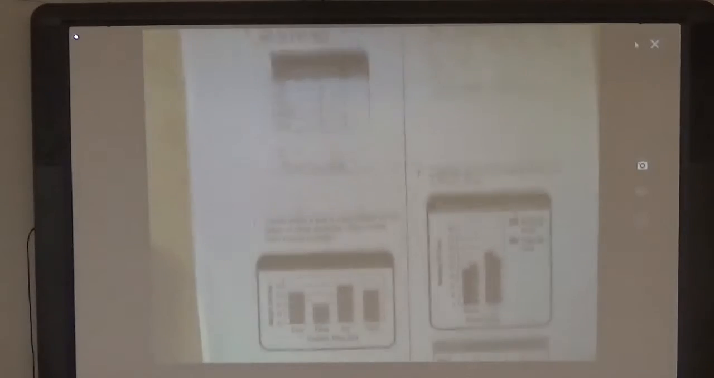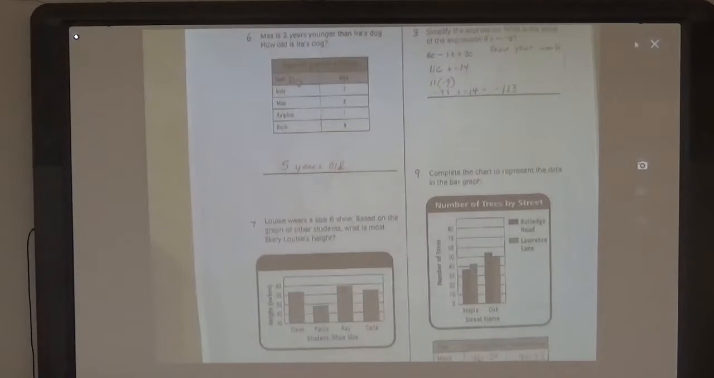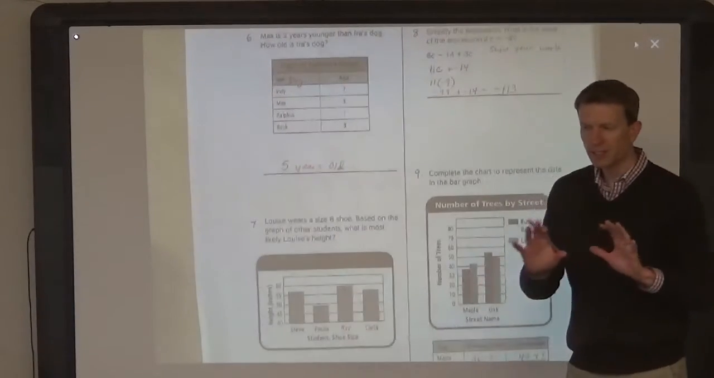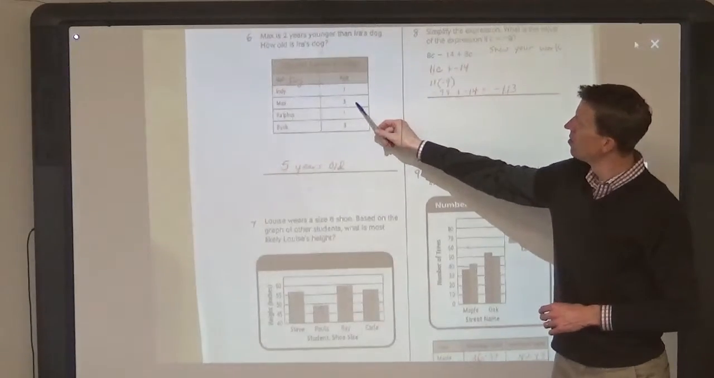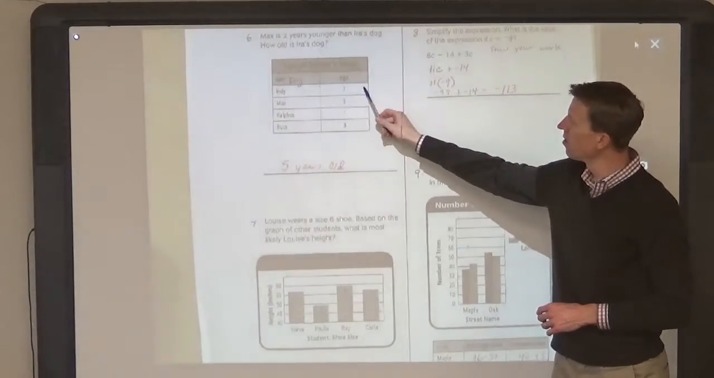We had to fix number 6, because instead of dog names, they put cat names, but we changed it to dog names. Max is 2 years younger than Ira's dog. How old is Ira's dog? So you have to think about what the situation is, okay? When you read this, please stop and think on the test. Max is 2 years younger than Ira's dog. So Max is younger.